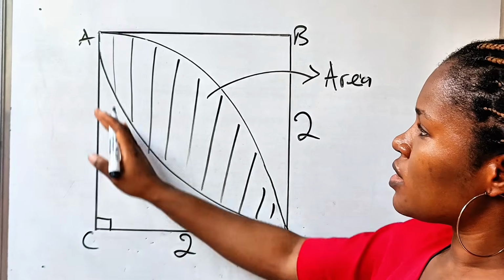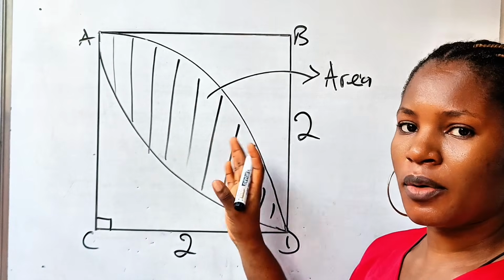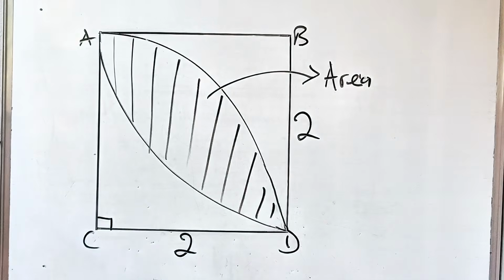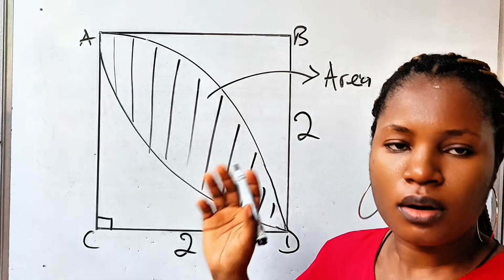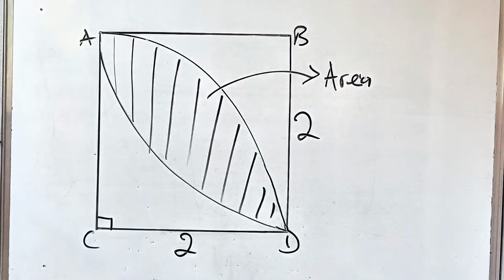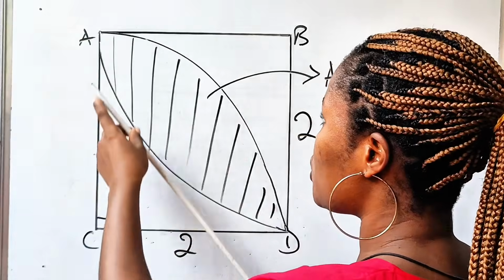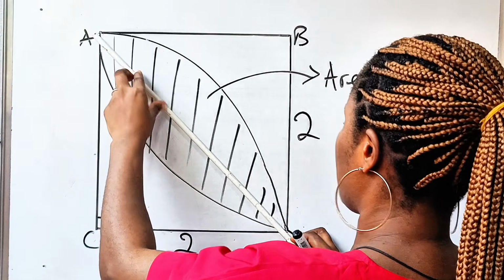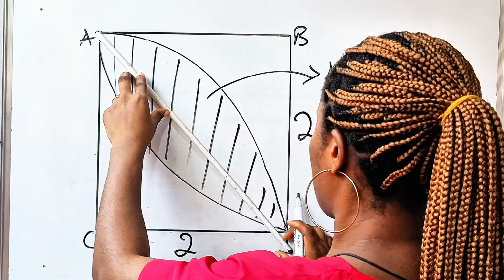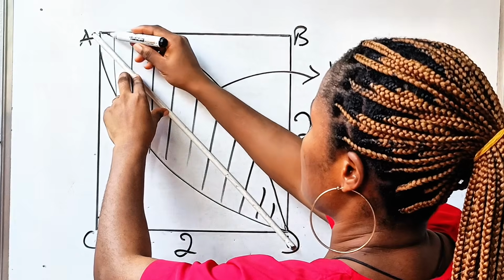First of all, let us draw out the parts that we can see here. Okay, different types of shapes that we can see. First, let's join A to D.